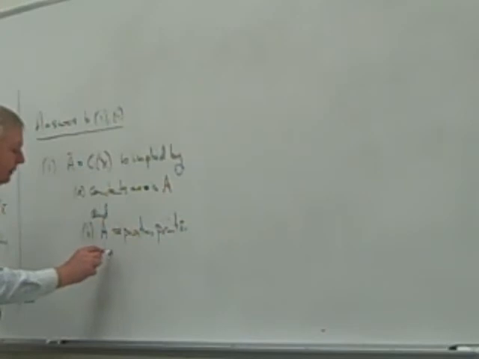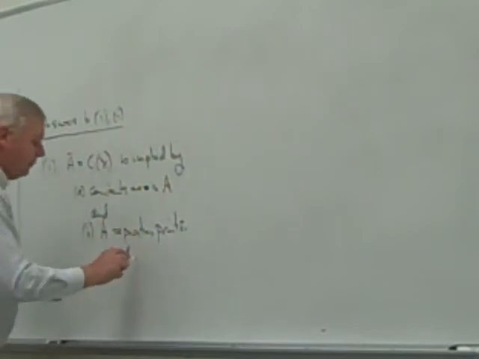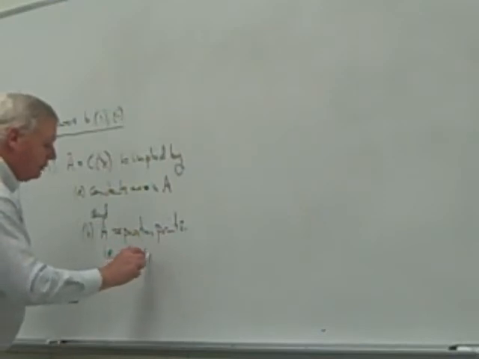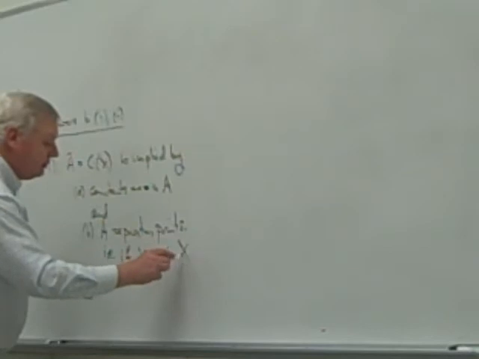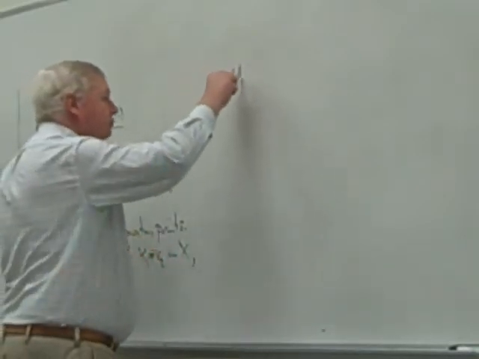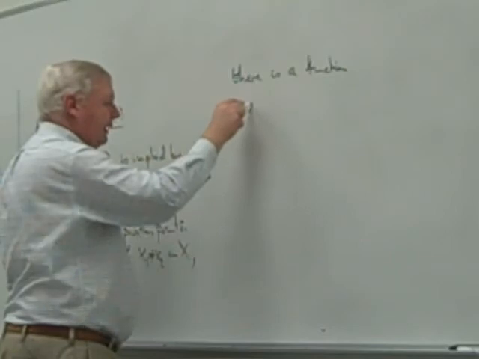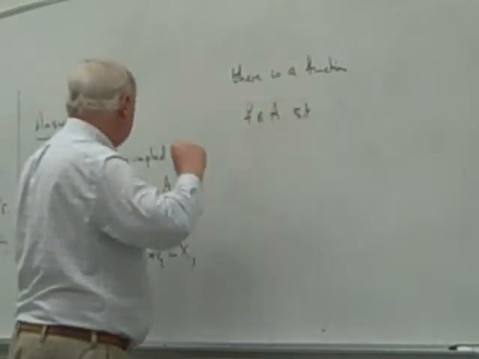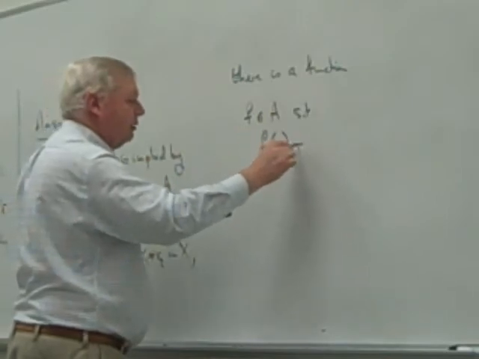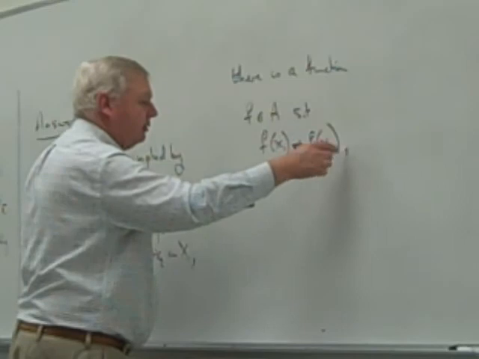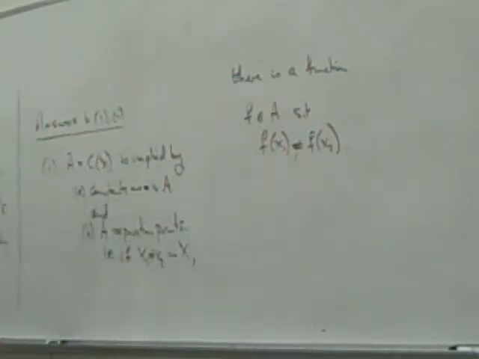In other words, if x1 is not equal to x2 in x, then there is a function f in A such that the value at x1 is not equal to the value at x2. So if you ask most people to state what the Stone-Weierstrass theorem is, this is what they would give you. This is the standard form. But it's not the only form.